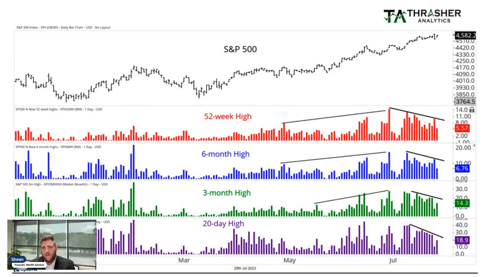Add to that, this chart again by Thrasher, S&P 500 on the top, and then you can see the percentage of stocks hitting a 52-week high in red, a 6-month high in blue, a 3-month high, and a 20-day high in green and purple. Now you can see as the market was recovering early part of this year, new highs continued to climb. Now go back here since the beginning of July. Now we're starting to see new highs start to decline. You're seeing that across every time frame. The percentage of stocks hitting new highs on these time frames is getting lower and lower.